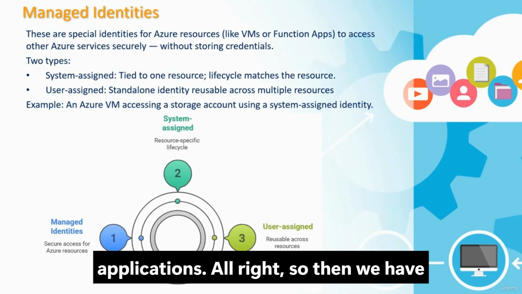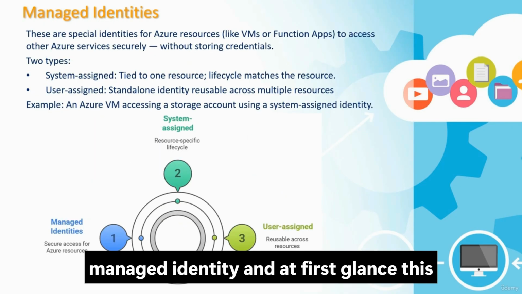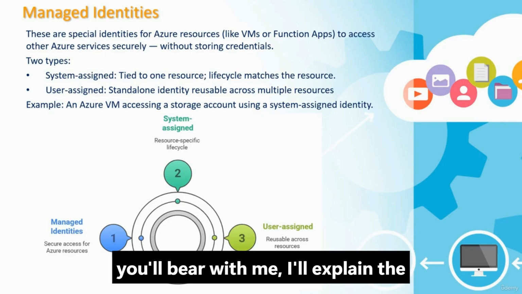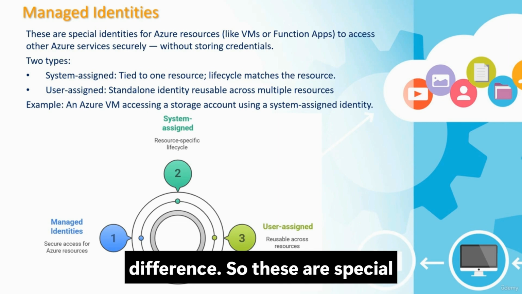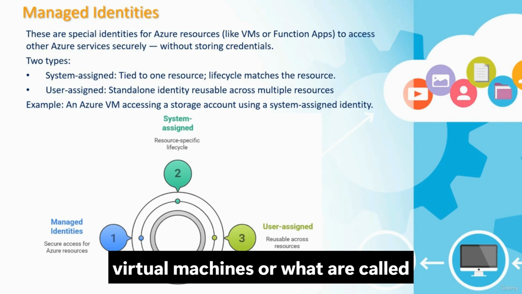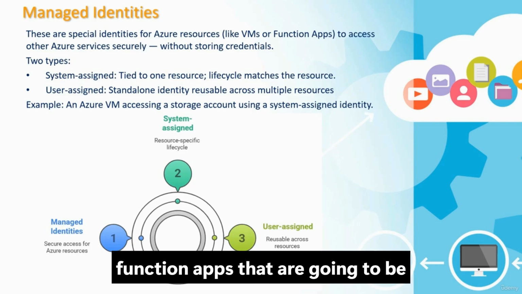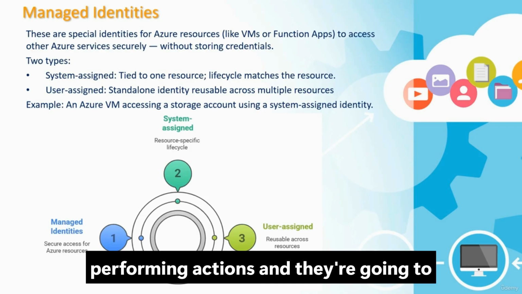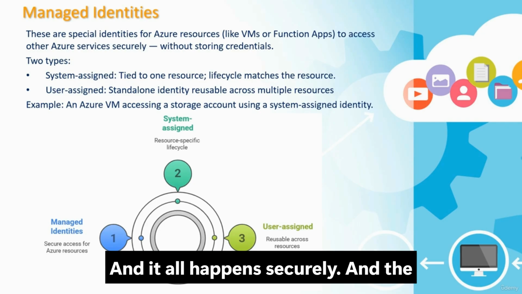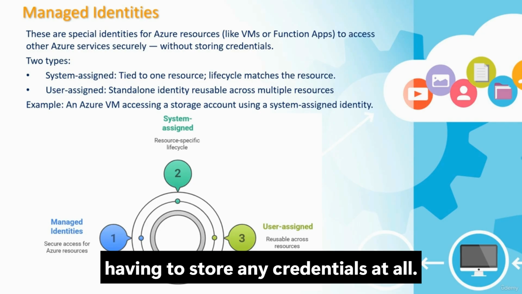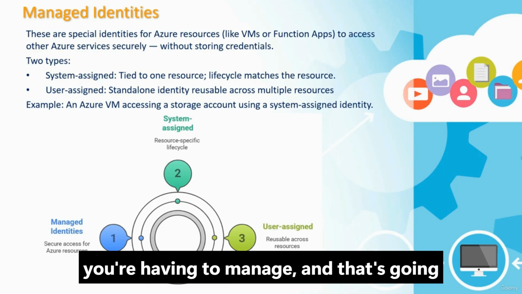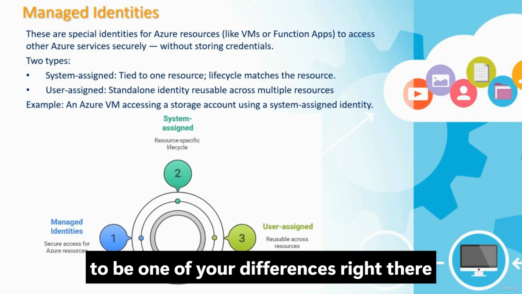All right. So then we have managed identity. And at first glance, this is going to sound a lot like the same idea as a service principal, but if you'll bear with me, I'll explain the difference. These are special identities for Azure resources. This is going to be utilized for things like virtual machines or what are called function apps that are going to be performing actions, and they're going to be used to access other Azure resources, and it all happens securely. And the great thing about this is you're not having to store any credentials at all, okay? So there are no credentials that you have to manage, and that's going to be one of your differences right there between this and a service principal.